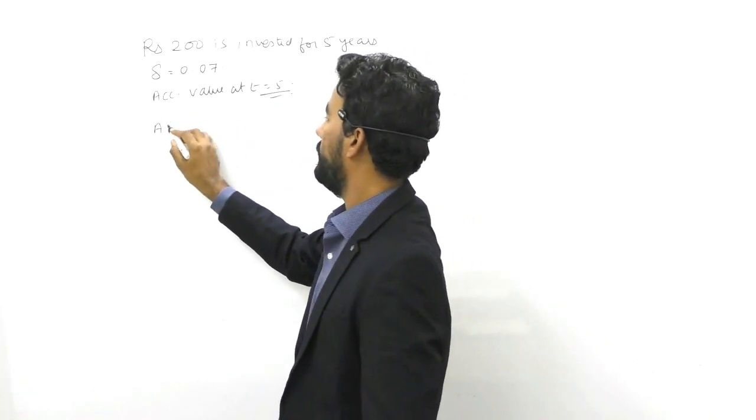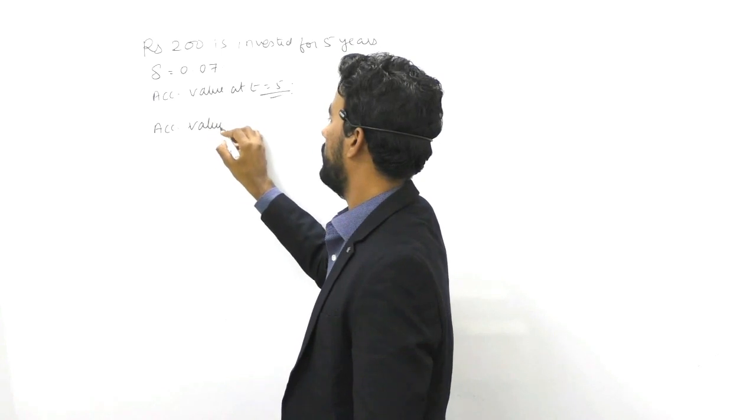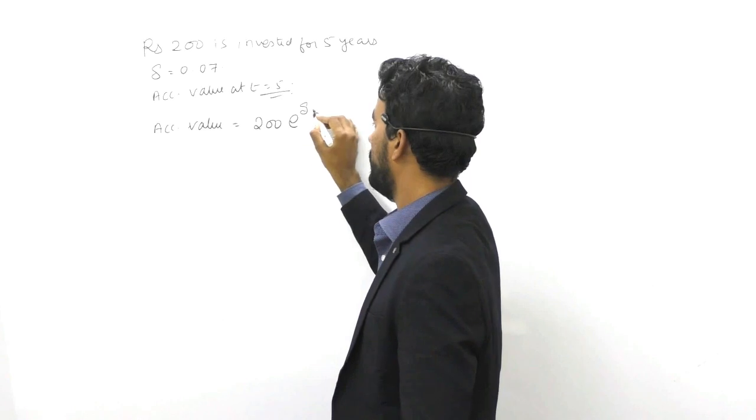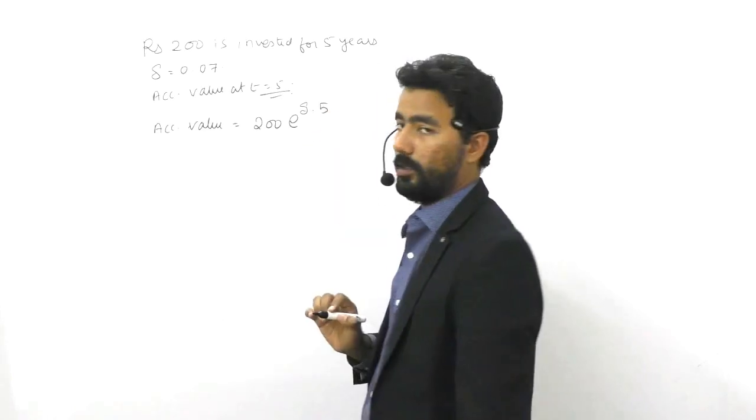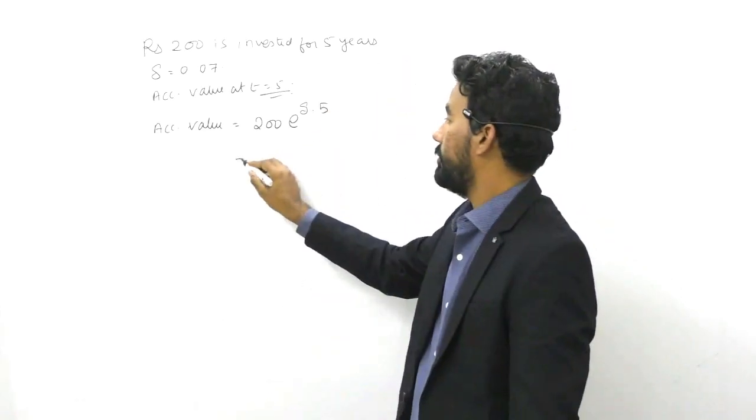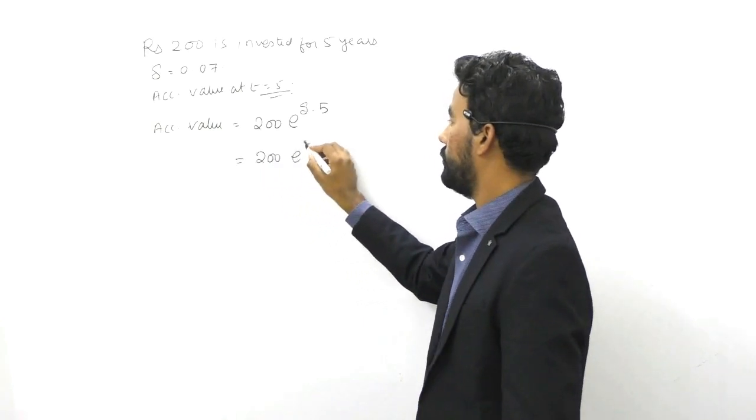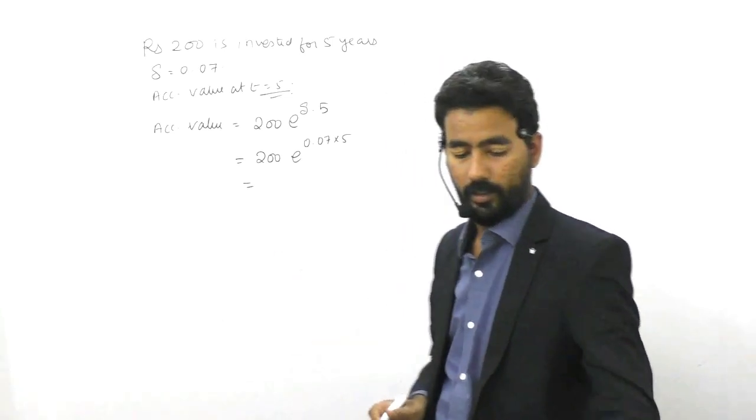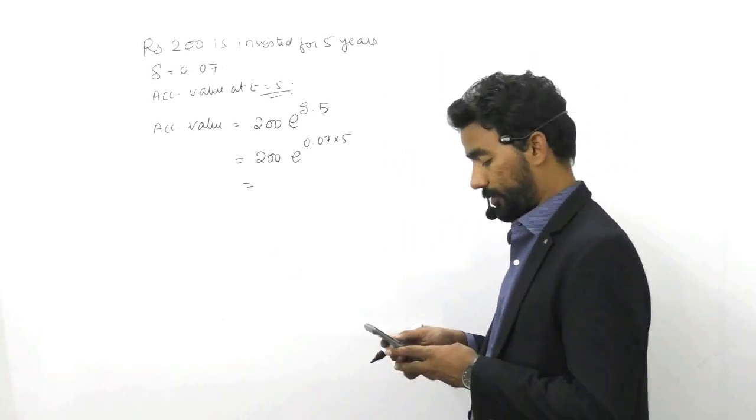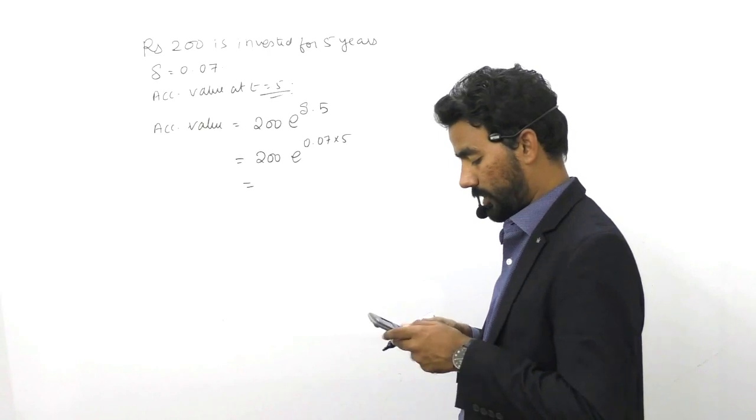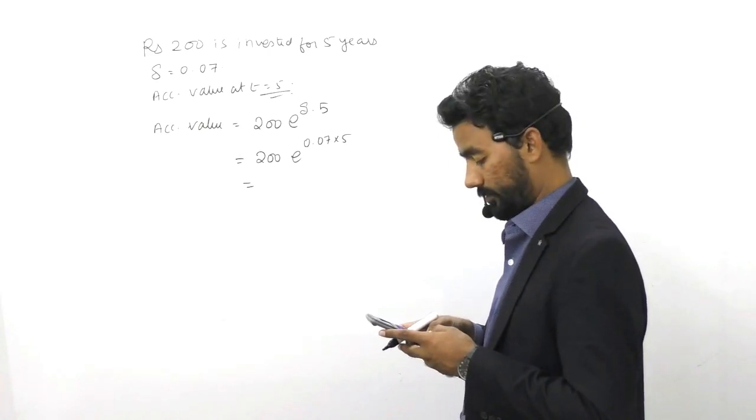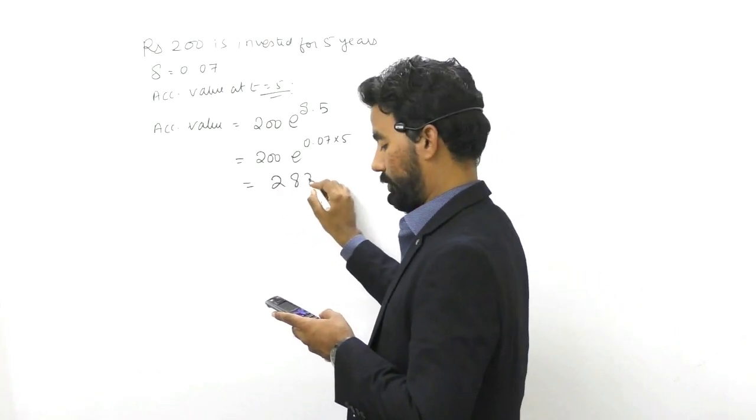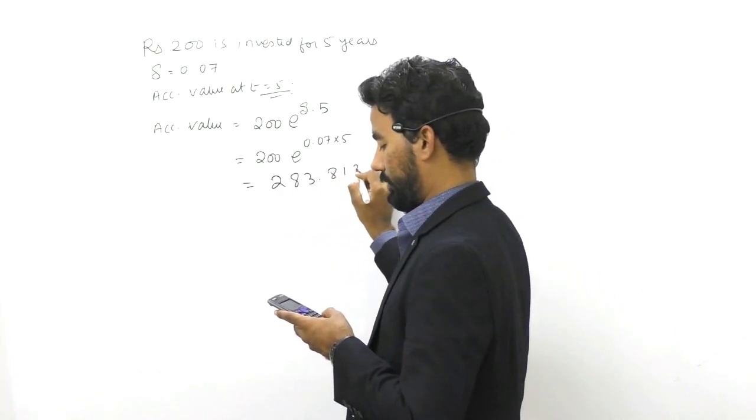So accumulated value is equal to 200 e raised to delta into 5. This is how we write the equation. So this is 200 into e raised to 0.07 into 5, and the answer can be directly calculated from the calculator. We have the exponential function in the calculator itself. So the answer comes out to be 283.8135.